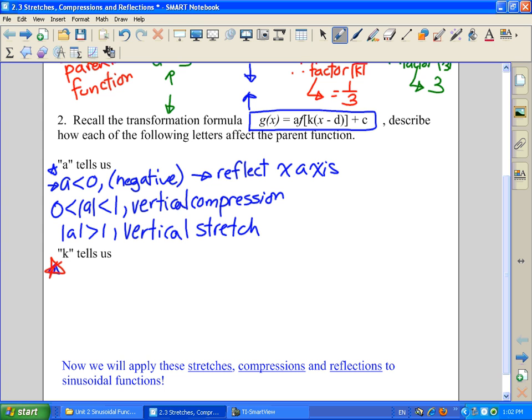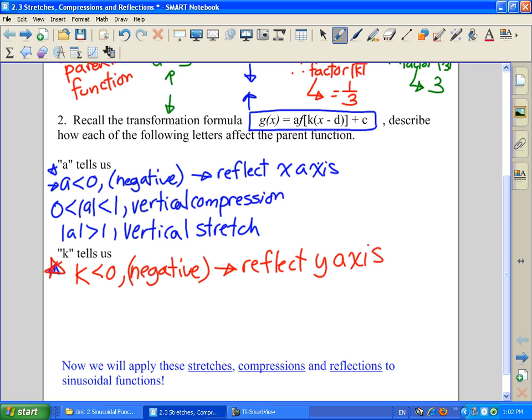Again, if K is less than 0 or negative, this is the tricky one. It doesn't reflect in the x-axis, it reflects in the y-axis. And again, the same situation here, we have absolute values. Let me just back that up a sec. So the absolute value of K, if it's between 0 and 1, because the negative sign tells that it reflects, we have a horizontal stretch.